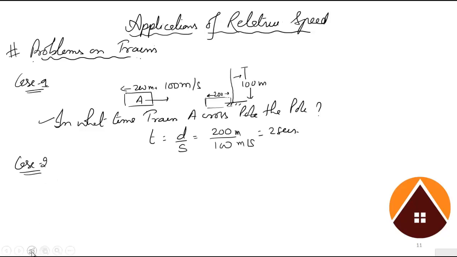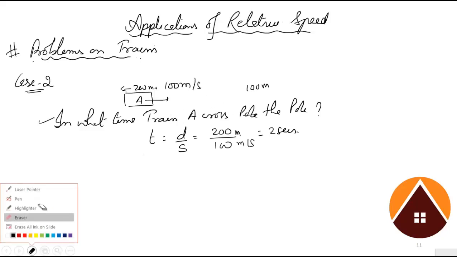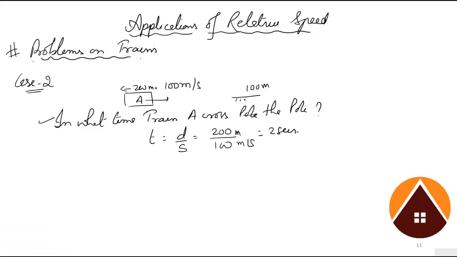Now to explain case 2, allow me to mark same scenario and write down case 2. In case 2, this pole is not standing, but this pole is lying down and the length of the pole remains the same. So this pole is lying down and the length of the pole is suppose 100 meter. Right? The question remains same. So you can try out in what time the train will cross the pole.